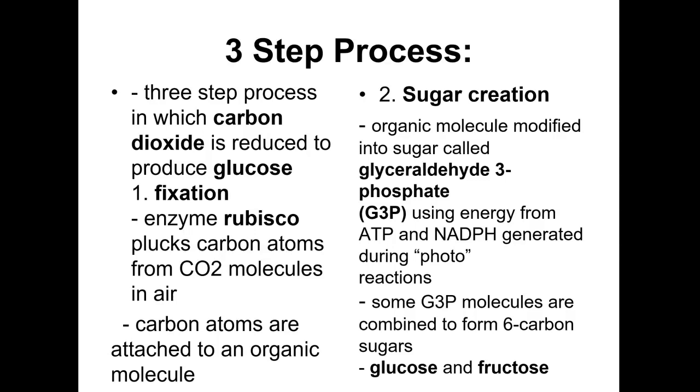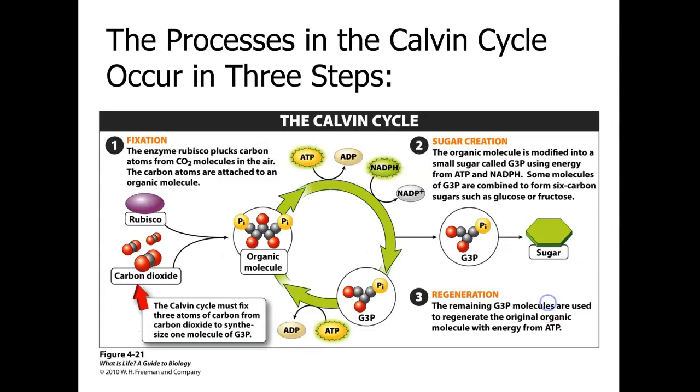Second step, sugar is going to be created. So that organic molecule is going to be modified into a sugar called glyceraldehyde 3-phosphate or G3P, using energy from ATP and NADPH generated during the photoreaction. So some of that G3P molecule is going to be combined to form a 6-carbon sugar. It could be glucose, or if we're talking about a fruit, it could be fructose.